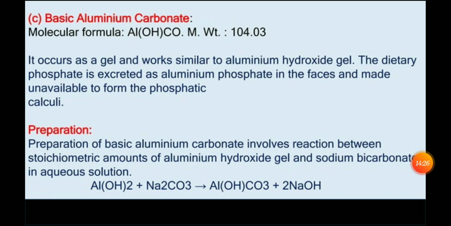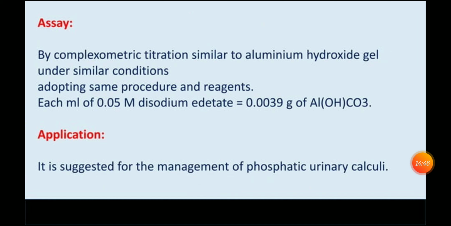Preparation of aluminum carbonate involves the reaction between stoichiometric amounts of aluminum hydroxide gel and sodium bicarbonate in aqueous solution. It will give the aluminum carbonate. Assay is by complexometric titration similar to the aluminum hydroxide gel, under similar conditions, adopting the same procedure and reagents.